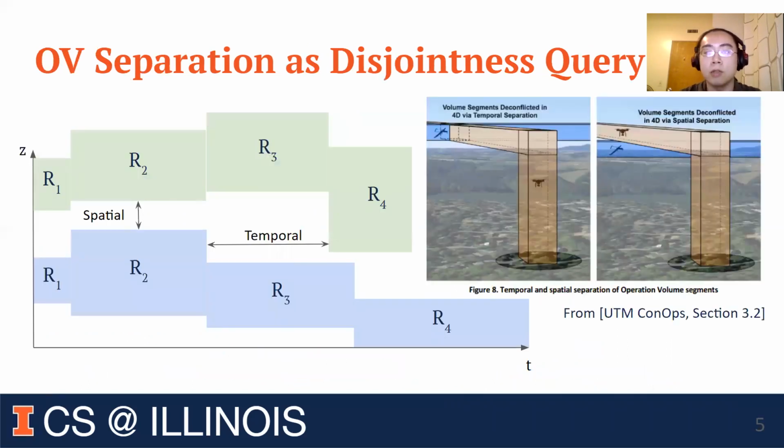So now we compare our operation volume definition with the operation volume defined in the UTM ConOps. In the UTM ConOps, we visualize how, for example, two drones should schedule two operation volumes that should be separated in time or in space. They call it temporal or spatial separation. In our visualization, we can see that either time or region separation are all captured by disjointness of this time with region space.